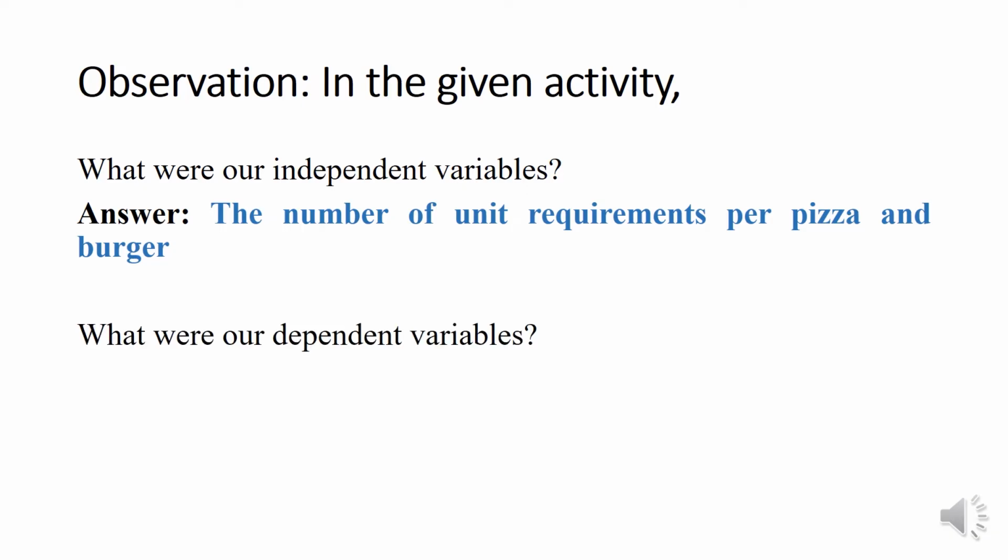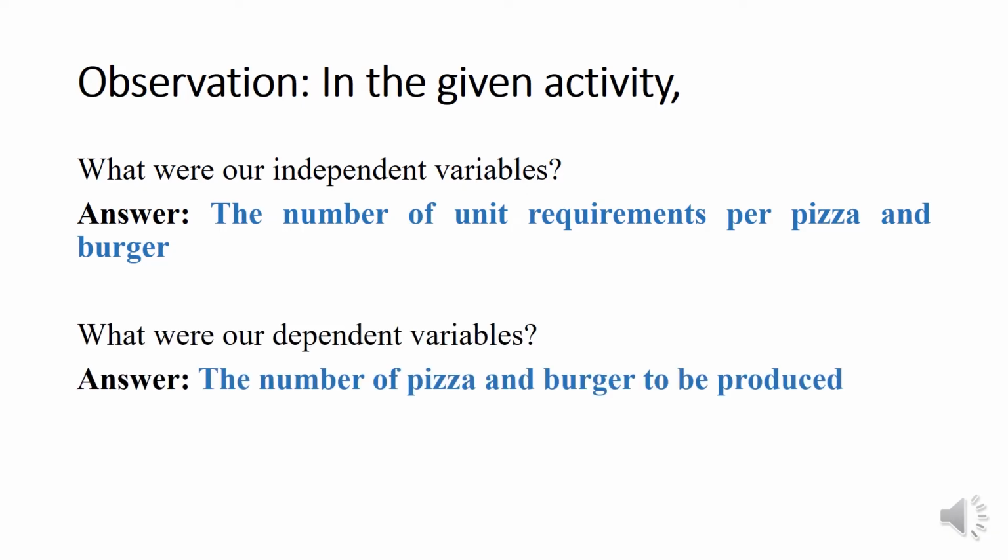And what were our dependent variables? The dependent variables were the number of pizzas and the number of burgers to be produced. So these are dependent because this depends on how many resources are available, right?